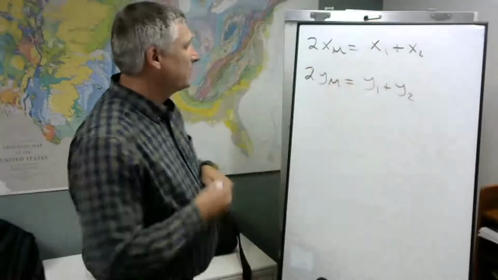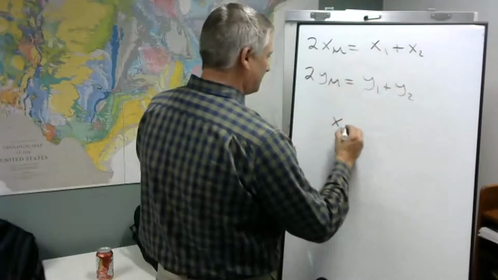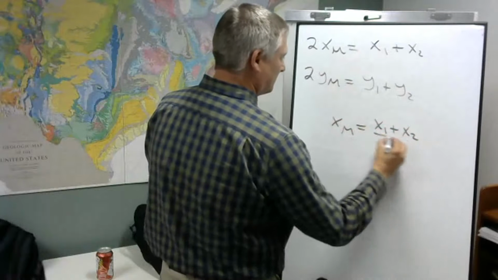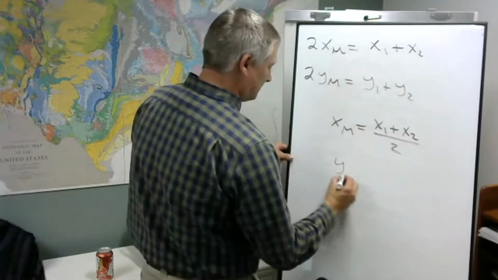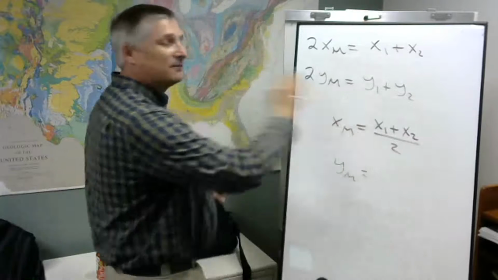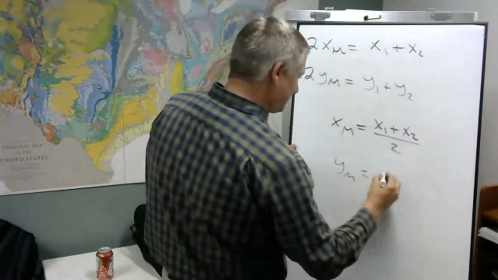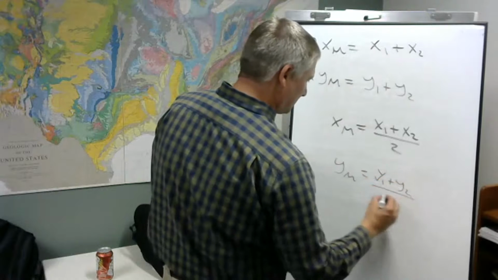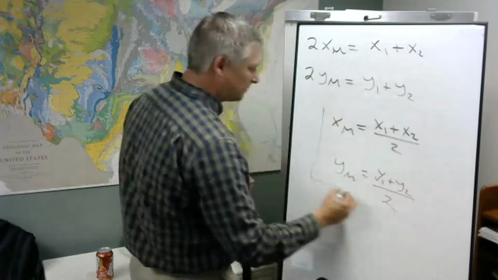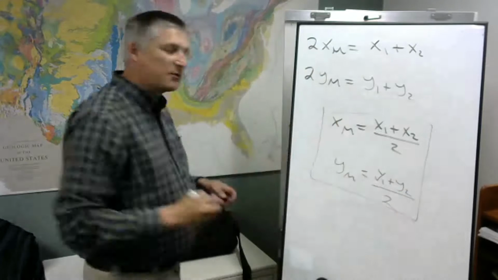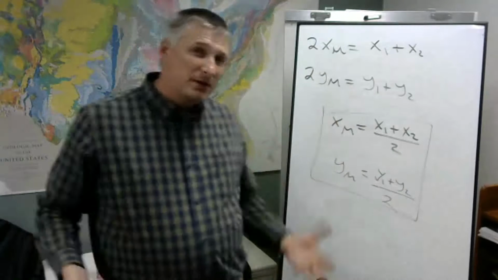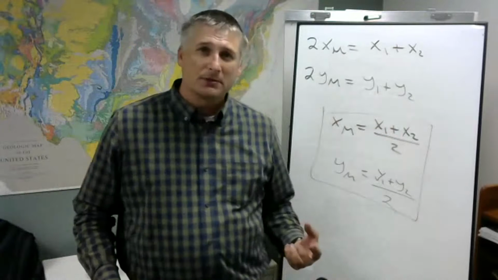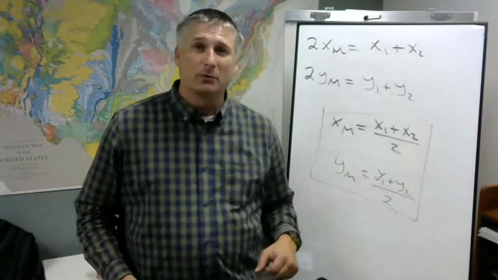So divide both sides by 2. Same here, divide both sides by 2. And there's your formula for the midpoint. The midpoint between 2 points: average of the x coordinates, average of the y coordinates.